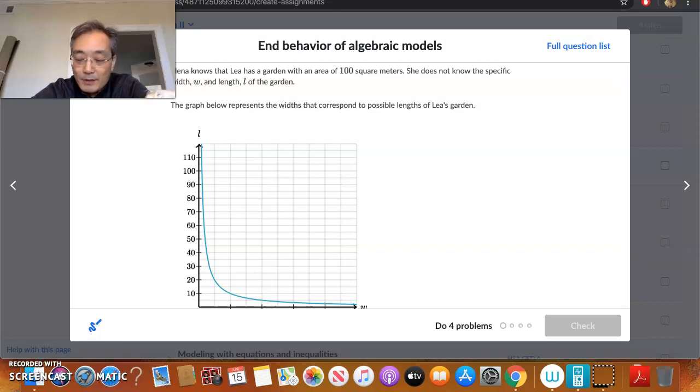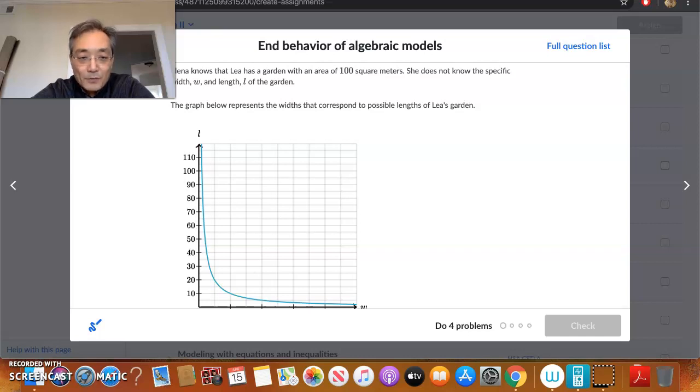In this video, we're going to look at end behavior of algebraic models. Definitely, if you recall, we did work with problems that deal with end behavior. What is the end behavior of rational expressions, rational functions? You'll see that this is very similar, except now we have it in context. It's a real life situation. Let's take a look.